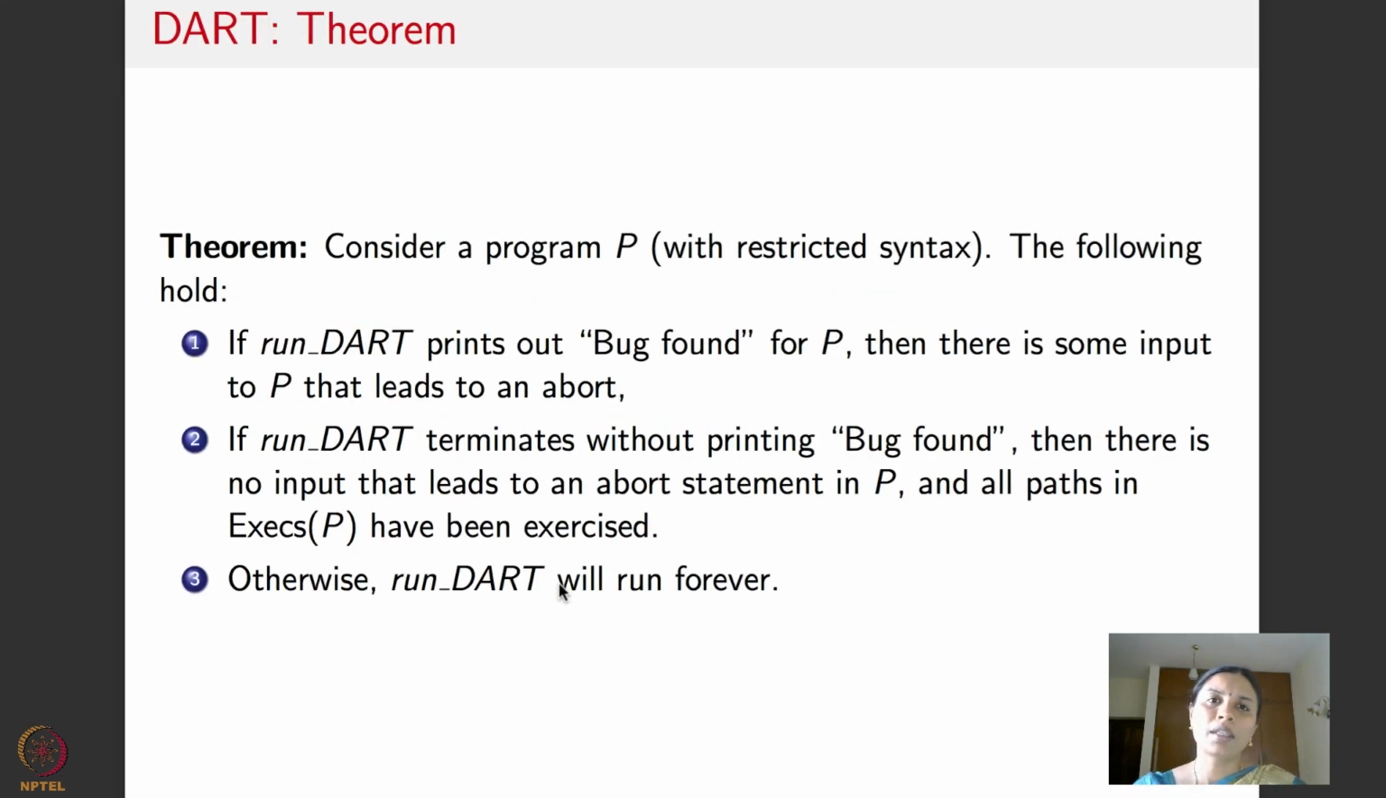So here is the main theorem that talks about the correctness of Dart. If Dart at any point in time says print bug found, then there is some input to P that leads to an abort state. It has really found an error. If run Dart terminates without printing bug found, then Dart has explored all the execution paths of P. Otherwise, run Dart will run forever. Somebody has to manually go and abort it. The third part is an undesirable behavior of Dart, which we cannot avoid because the underlying problem is undecidable.